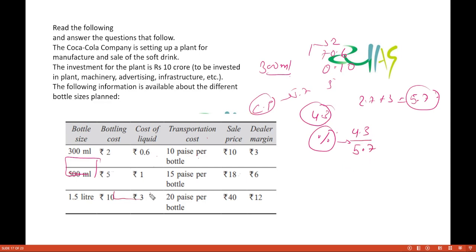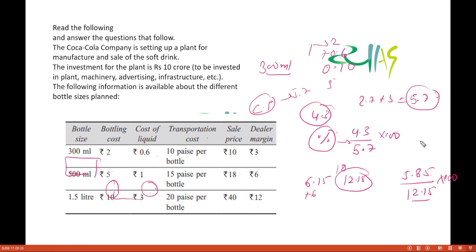Now let's calculate for this. For the 500 ml bottle, we have this 5 plus 1. Okay, 6, 6.15, and dealer margin is 6, so 12.15. So profit is how much? 5.85. So 5.85 divided by 12.15 into 100 will be our profit percent. Okay, will be our profit percent.